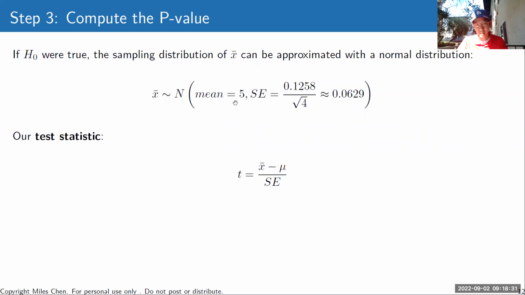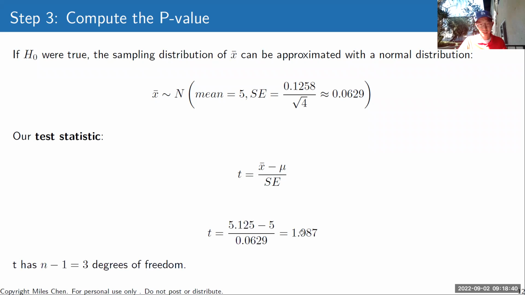We go and calculate our test statistic. We say we got 5.125. Our expected value is 5. We're going to divide by our standard error. This is around 1.987. This is kind of like our z-score, except it's for the t distribution. And in the case of the t distribution, we need the degrees of freedom. We have n-1, 3 degrees of freedom, right? So this is kind of the biggest difference when dealing with the t distribution over the z distribution, is that you now have to account for your sample size.